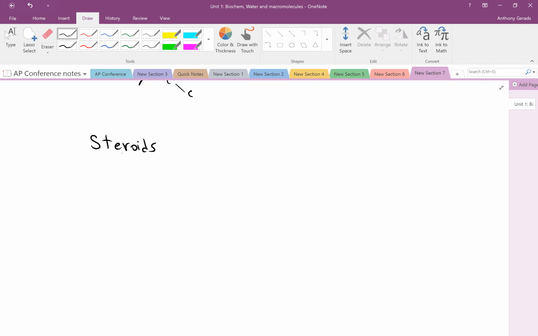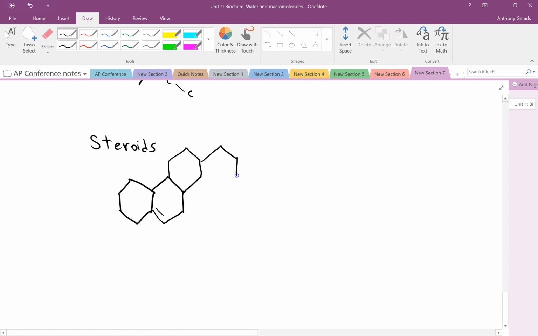All right, steroids. They're going to look funky. So a steroid looks like this. It's not a single hexagonal shape. It's got this ring structure. And a big one is cholesterol.